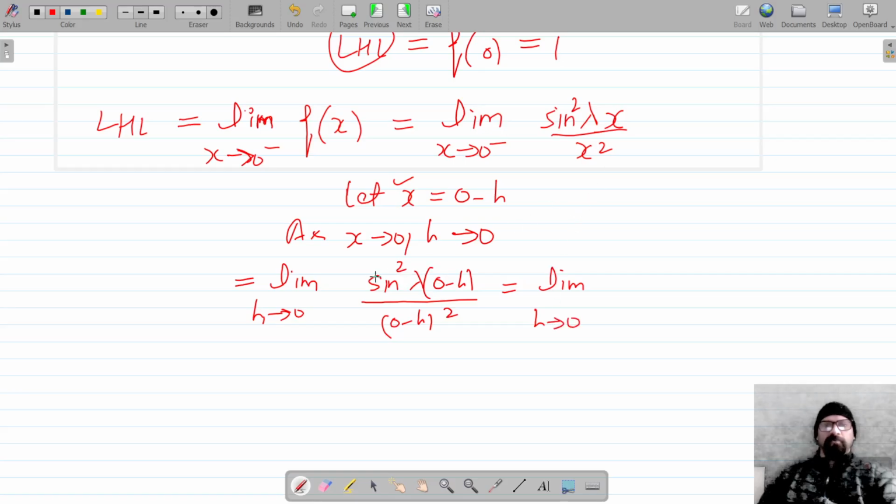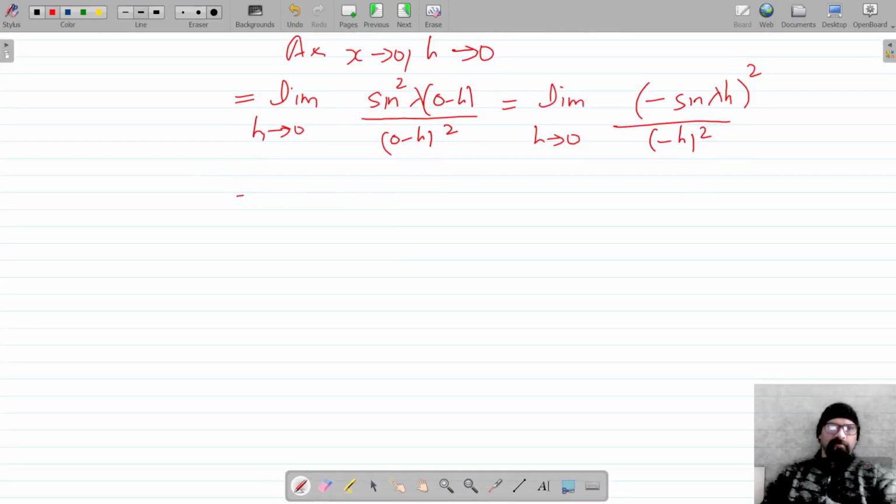So this becomes limit h tends to 0 of sine square of negative lambda h, upon negative h square, which is h square. Since the square of a negative is positive, I am left with limit h tends to 0 of sine of lambda h the whole square upon h square.